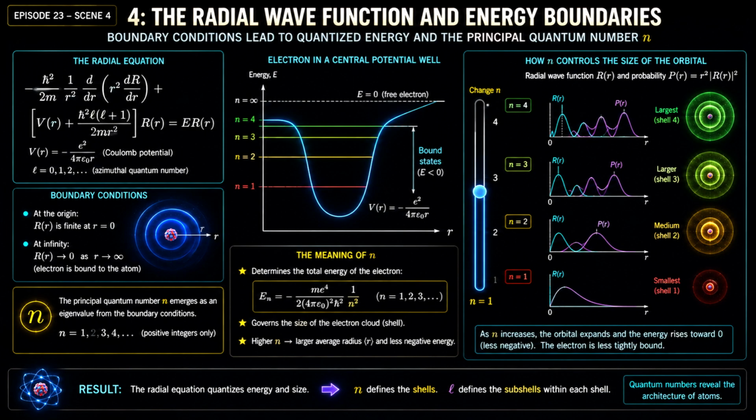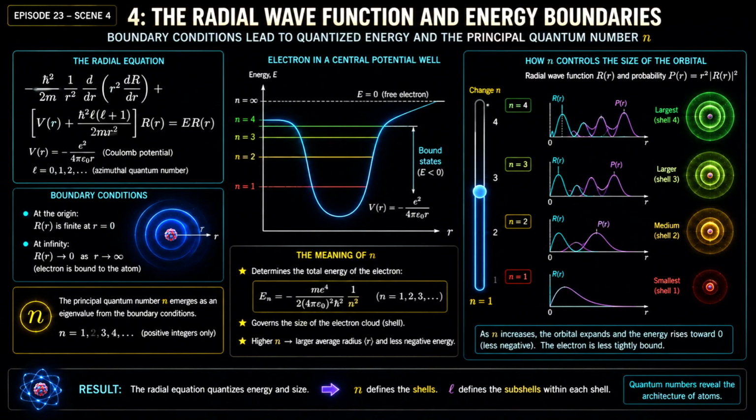Let us isolate and analyze the radial component of our separated equation. Solving the radial differential equation requires us to enforce strict boundary conditions, ensuring that the wave function psi approaches zero as distance r approaches infinity. This physical constraint prevents the electron from simply escaping the atom.